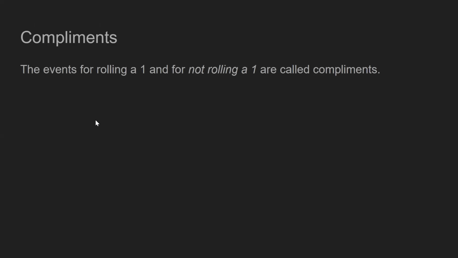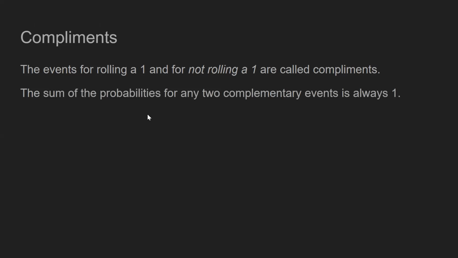Okay, let's talk real quick about something called complements. The events for rolling a 1 and for not rolling a 1 are complements. So the sum of the probabilities for any 2 complementary events is always 1. So if you roll a die, there's 6 possible outcomes. They're either a 1 or not a 1, or you could say a 2 or not a 2, or an even or not even. If you add up those 2 different probabilities, they're almost like opposites of one another, but they're called complements, and that accounts for everything.